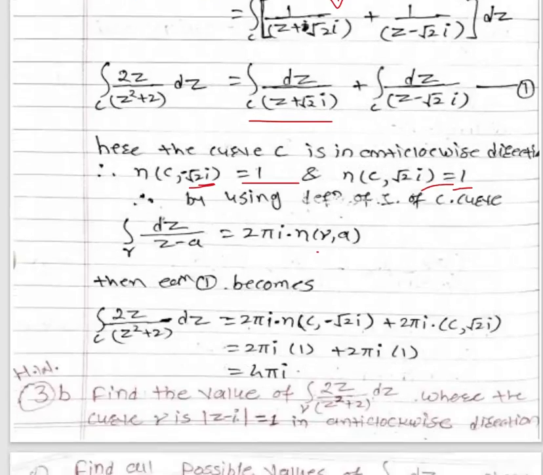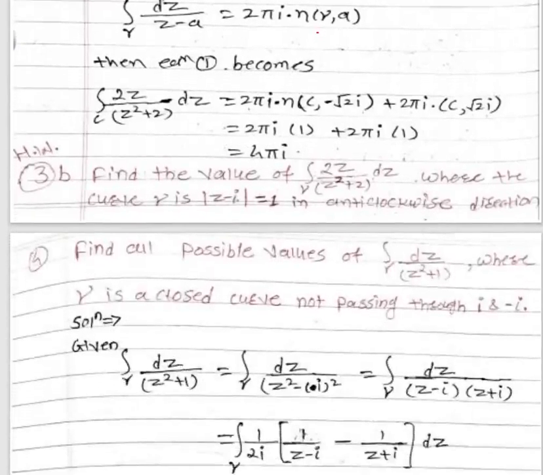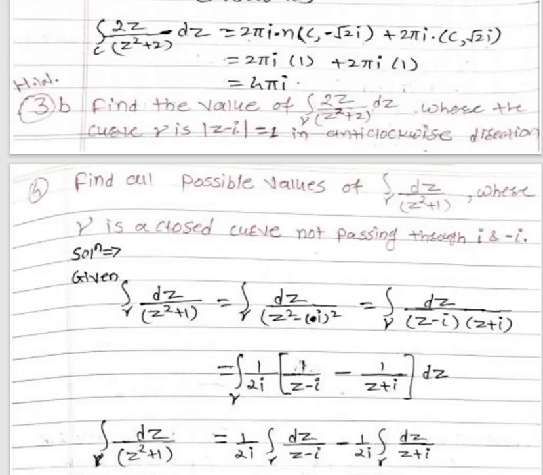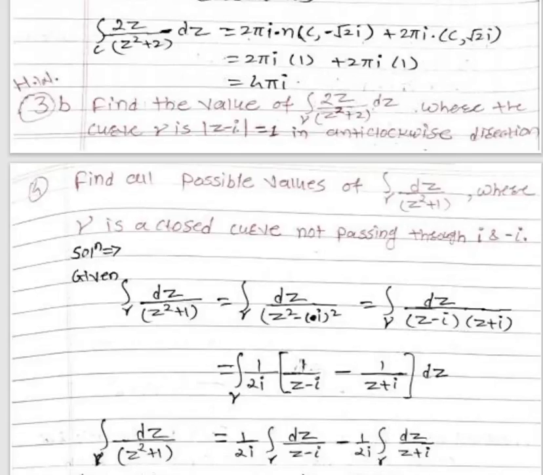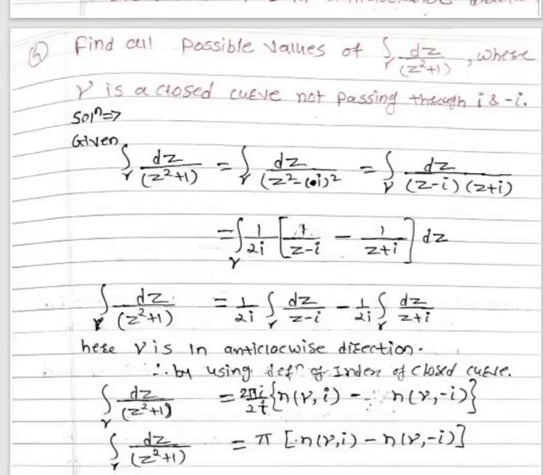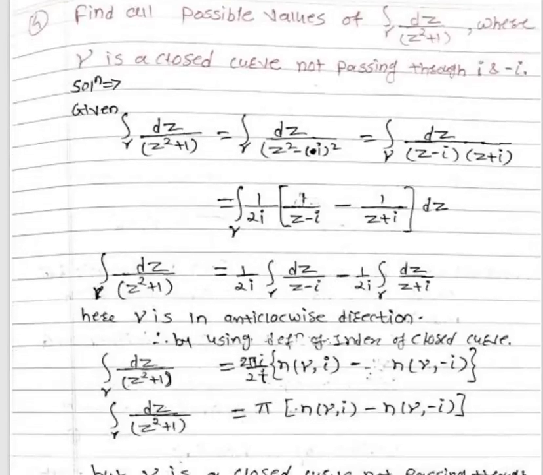Now we turn to the next example, example number 5. What is example number 5? Find all possible values of the integral over curve gamma of dz upon z square plus 1, where gamma is a closed curve not passing through i and minus i.